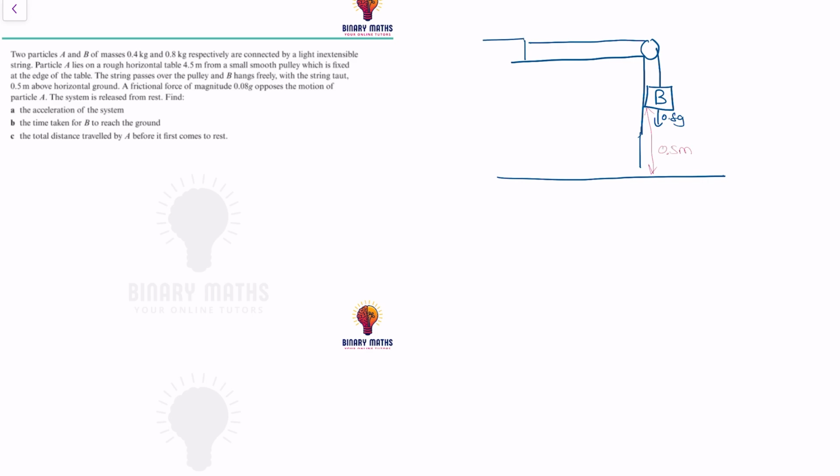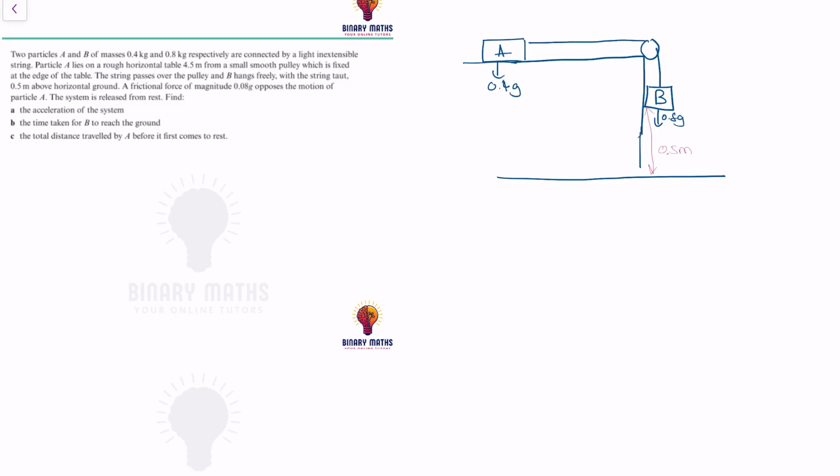So we've got a table, we've got a pulley, and a string. We've got particle B, it weighs 0.8 kg, so the weight is 0.8g. And if we have the ground, the distance from the ground is 0.5 meters. I'm just going to do it in a different color so we can see the different things. We've got particle A, which has weight 0.4g.